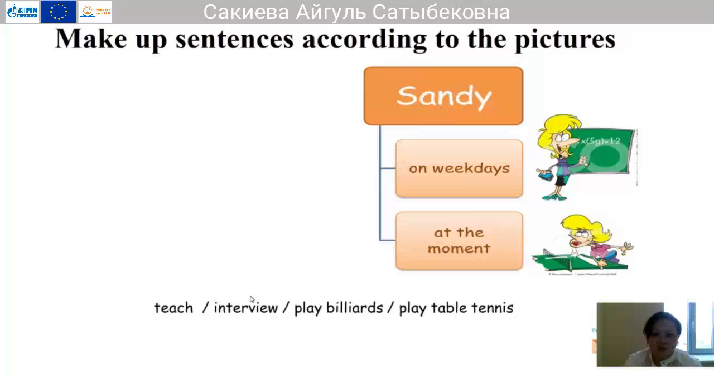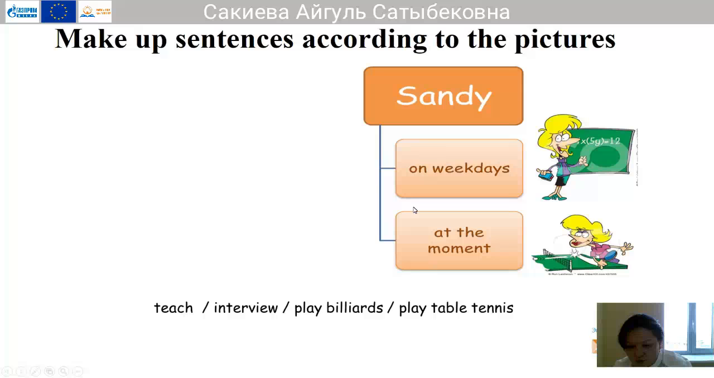Good. So what do we need to do here? We have another practice exercise. So you see, look at these pictures. Sandy on weekdays, and Sandy at the moment. So what does she do on weekdays, and what is she doing at the moment? And here you have got some options to use, like phrases or words. Using them, you need to make up a sentence in present simple or in present continuous. Please go ahead. On weekends.